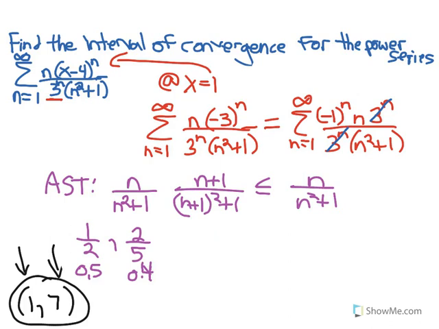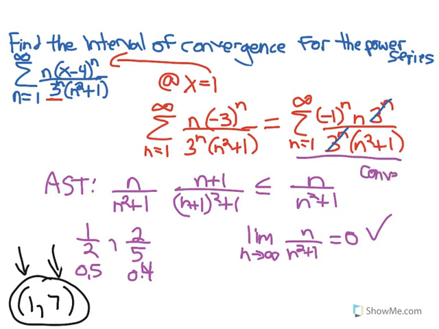We know it's decreasing. The second test for the alternating series is if the limit as n goes to infinity of n over n squared plus 1 equals 0, and yes, it does. So by the alternating series test, we know that this series, which was again the series when x equals 1, is convergent. Great. So now we can update our interval to not only say it's between 1 and 7, but we can put a square bracket around 1, because we just proved that at the point where x equals 1, the series is also convergent.